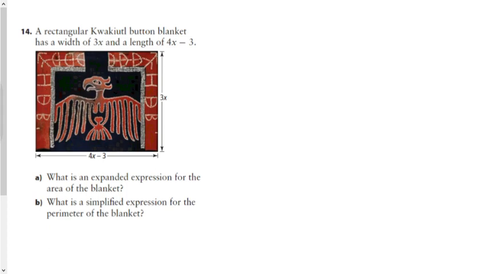Now we get into the nitty-gritty of our story problems. It says a rectangular quilted blanket has a width of 3x and a length of 4x minus 3. What is the expanded expression for the area of the blanket?